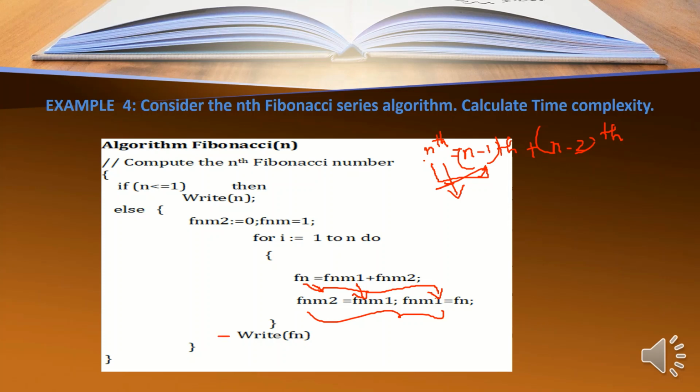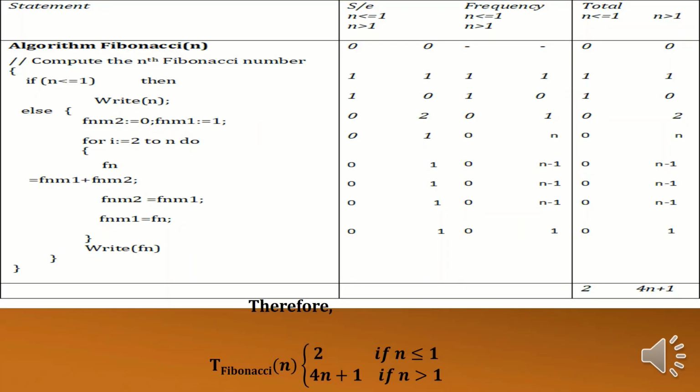Here, since it is a recursive program, there are two categories: one for n less than or equal to 1 and one for n greater than 1. The statements till here are executed 0 times, so no execution. Next, the if n less than or equal to 1 statement executes 1 time, with steps per execution for the if statement being 1.